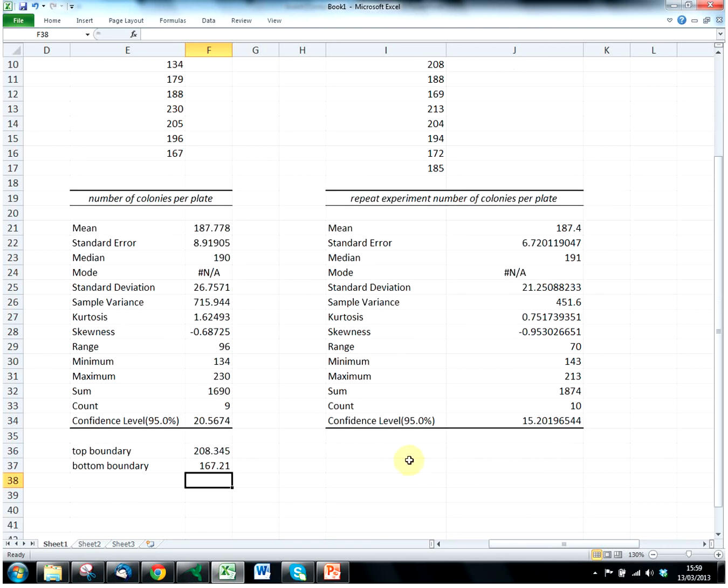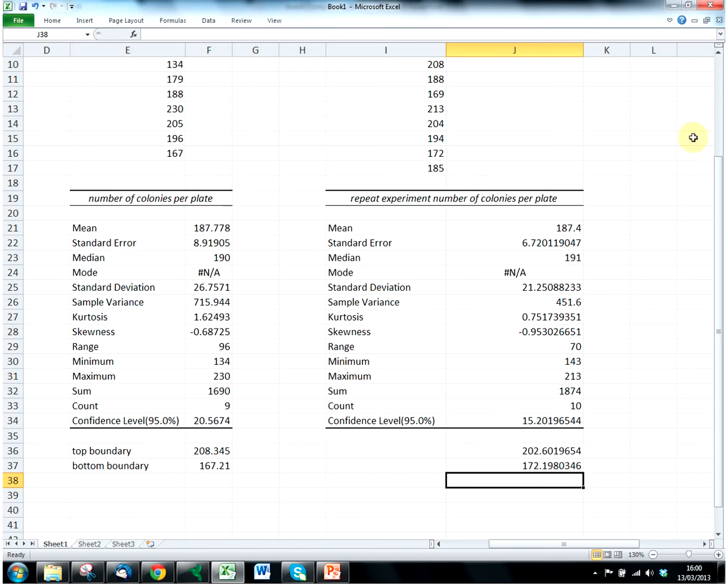And we can again calculate the top boundaries. So this would be the mean plus the confidence level, the 95% confidence level. And for the bottom boundary, again, we do mean minus the confidence level, this one here. So in this case, our 95% confidence level, or interval, I should say, is between 202 and 172 colonies per plate.